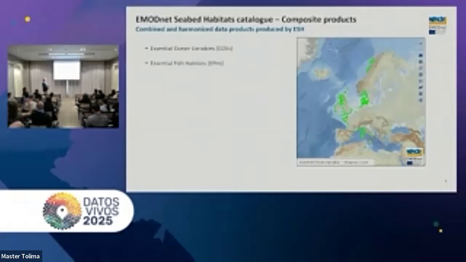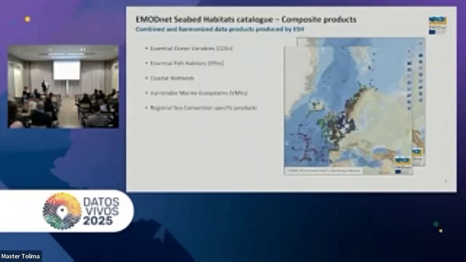For example, for the essential ocean variables, for Europe, the distribution of seagrasses, macroalgal canopy cover, and so on. Essential fish habitats. Coastal wetlands, vulnerable marine systems, which is a fisheries-related data set. And then also we facilitate the work of the regional sea conventions by producing different kinds of data layers at their request. For example, this OSPAR threatened and or declining habitats layer that they use in their assessment.